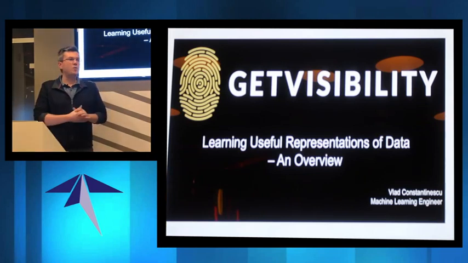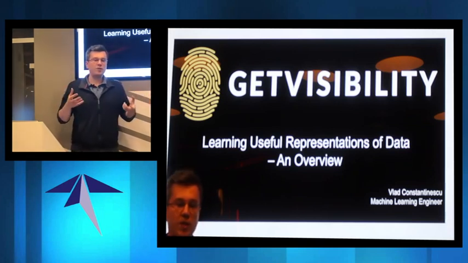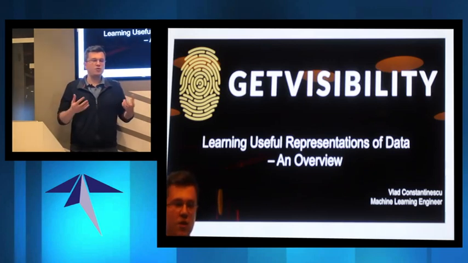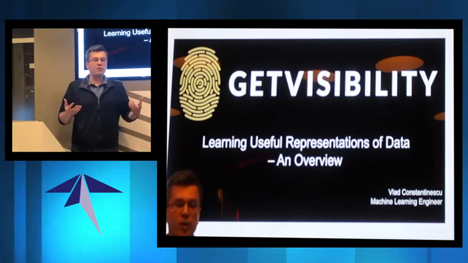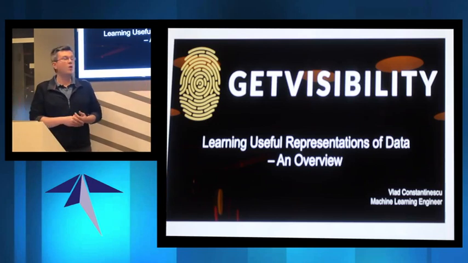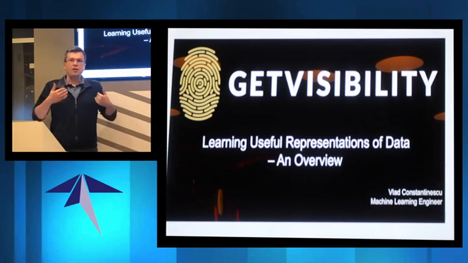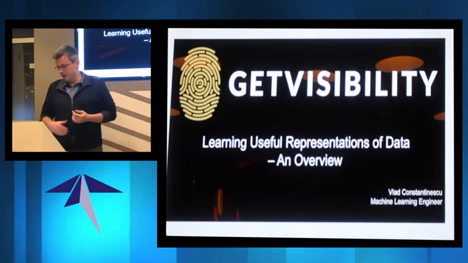So at GetVisibility, we're trying to figure out, on people's corporate networks, what's going on with their data, what kind of sensitive information they have that would make them liable, or what kind of private information, or what kind of information they have in general on their huge networks. We're using machine learning essentially to understand what's going on in people's data repositories, and then of course report to them because we want them to understand. That's what we're all about.